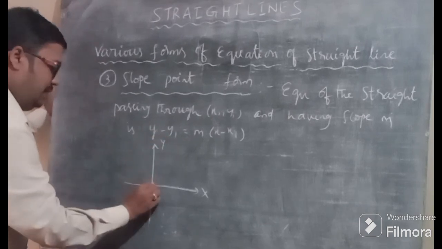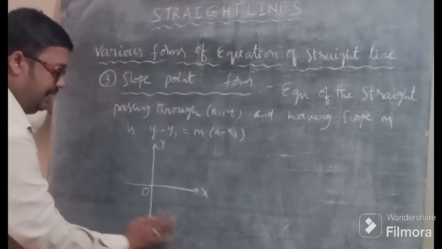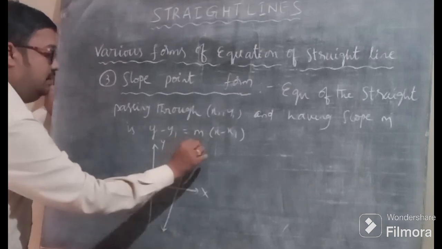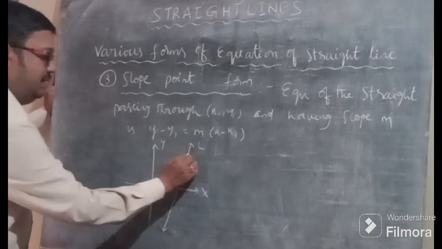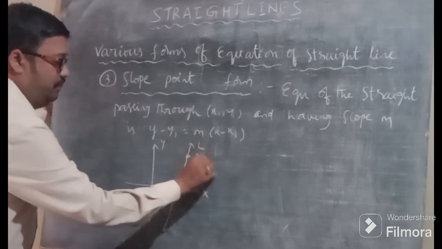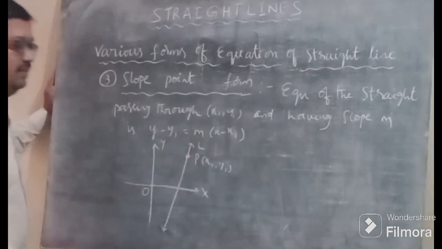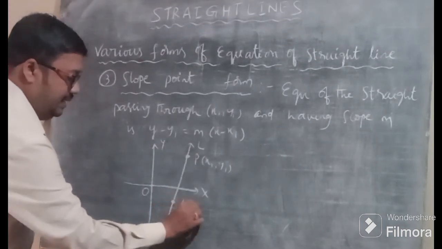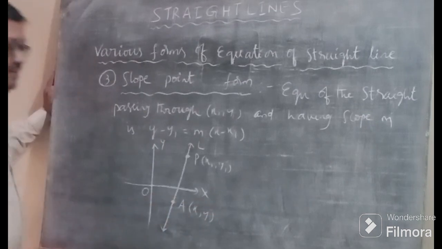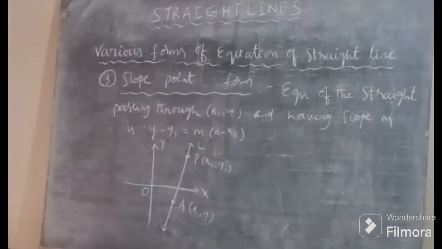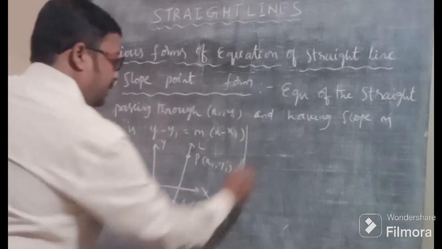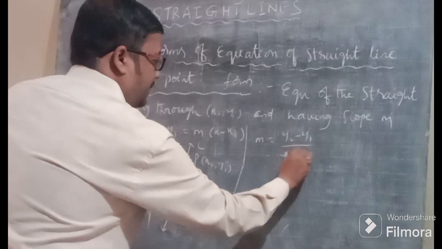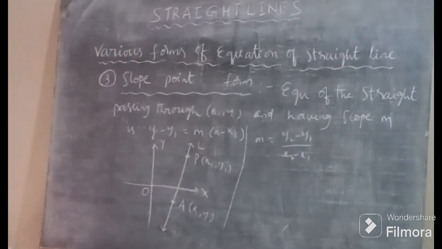X-axis, y-axis, this is the area. So maybe the straight line is like this, a straight line passing through the point P (x1, y1). Any point on the straight line is (x, y). So what is the slope of the straight line? m equals y2 minus y1 by x2 minus x1.